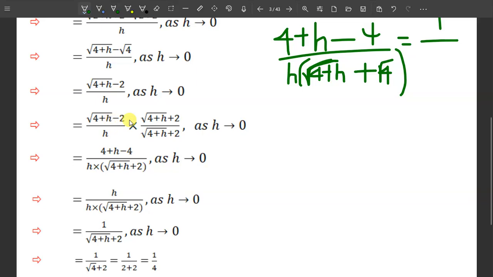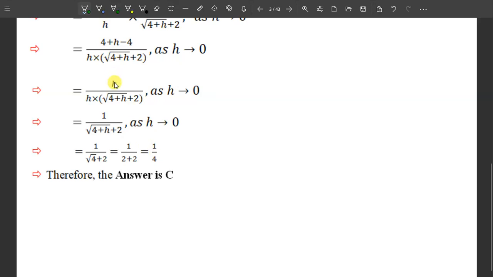When we multiply these two, the result is 4 plus h minus 4 over h times the square root of 4 plus h plus 2. Then 4 minus 4 is 0, so we have h as the numerator, and h times this expression as the denominator. Cancel the h. We have 1 over radical 4 plus h plus 2 as h approaches 0.